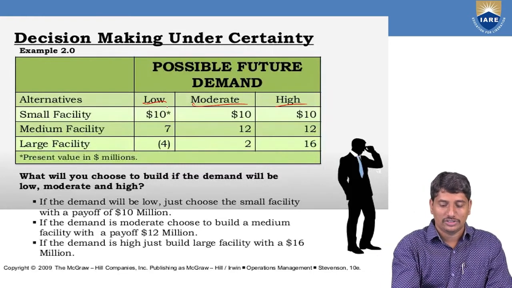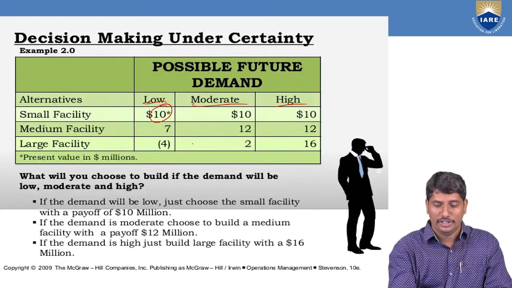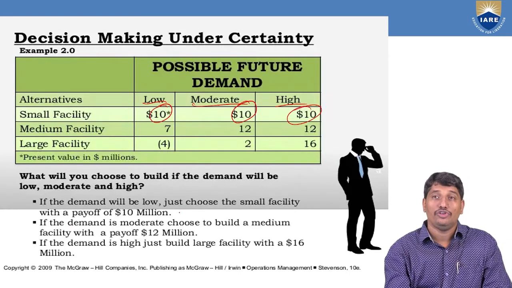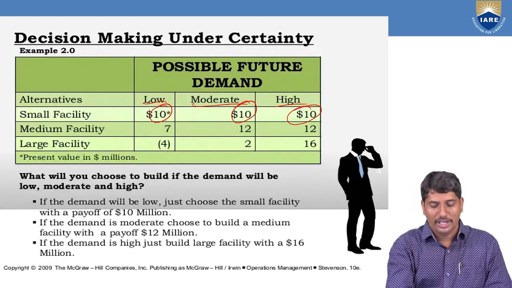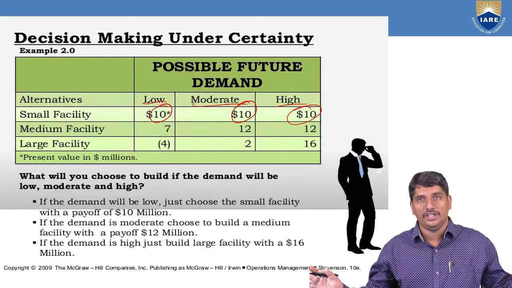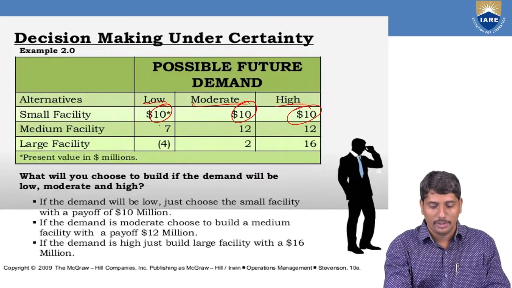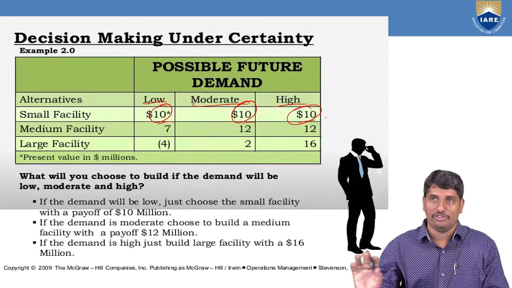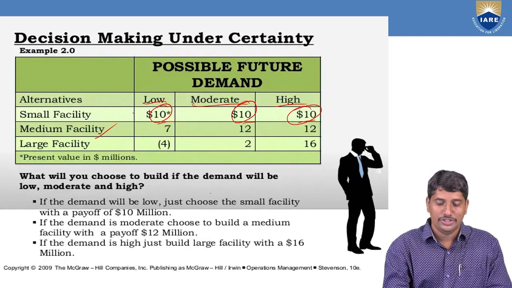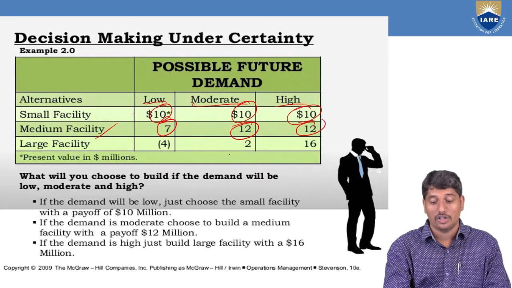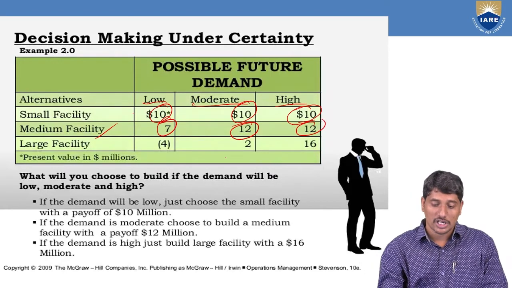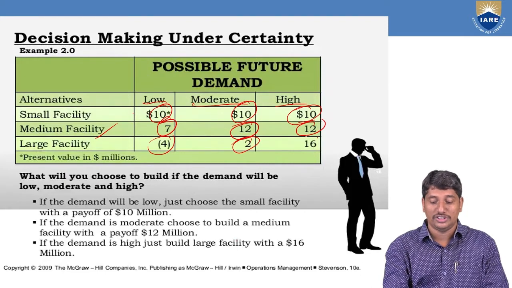Now accordingly we have payoffs. Here, $10 profit, $10 profit, $10 profit. If we buy a small printing and Xerox machine, irrespective of the period, whether low, moderate, or high demand, we will have $10 profit. But if you go with a medium machine, you will have $7 profit at low demand, and $12 at moderate and high demand. A large facility gives minus $4, that means a $4 loss at low demand, $2 profit at moderate, and $16 profit at high demand.